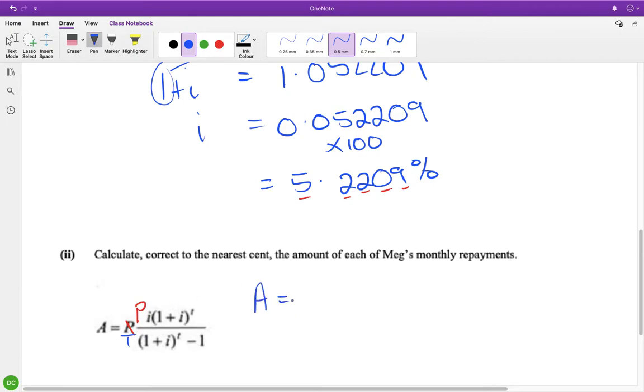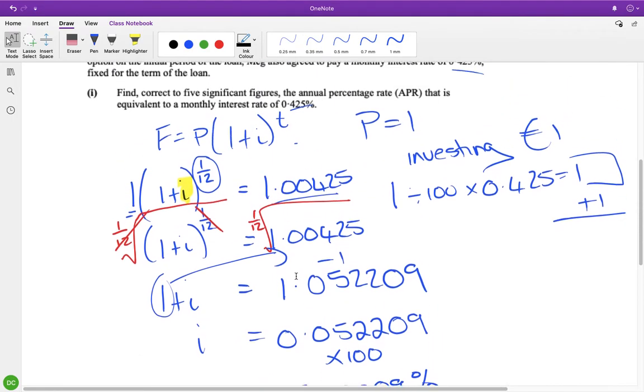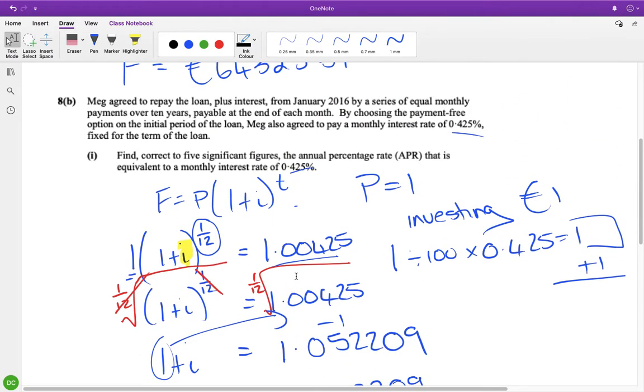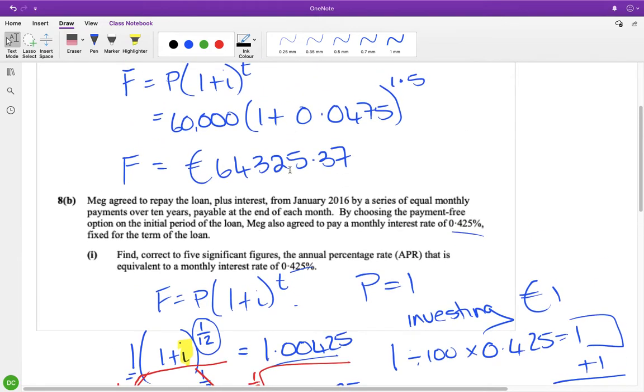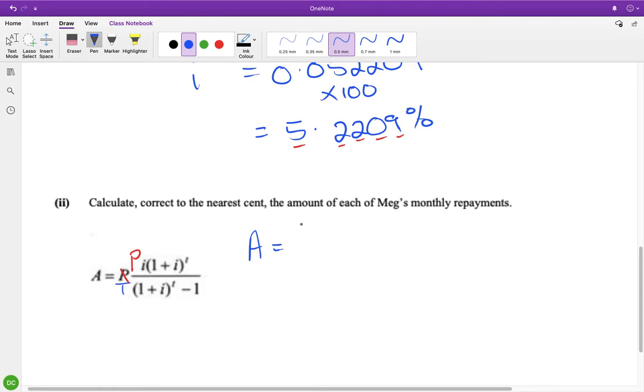So to work out the amount of the payment, the principal, so that's the money that she is borrowing. So she borrowed €60,000, but then did nothing for 18 months. So by the time she starts repaying it properly in January 2016, she actually owes this much money. So her principal, the starting amount of her loan, is €64,325.37.